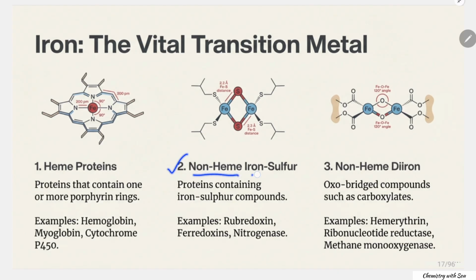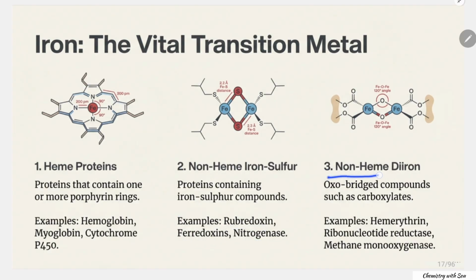And second is non-heme iron sulfur proteins. These are proteins containing the iron sulfur complex. This is iron with sulfur bridges and sulfur ligands. Examples are rubredoxin, ferredoxin, nitrogenase.